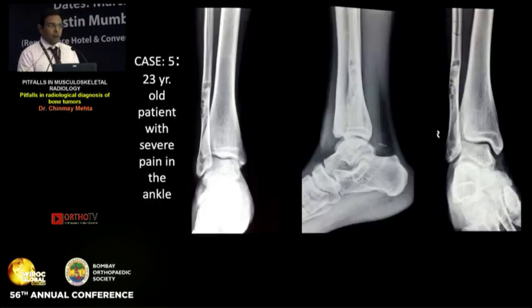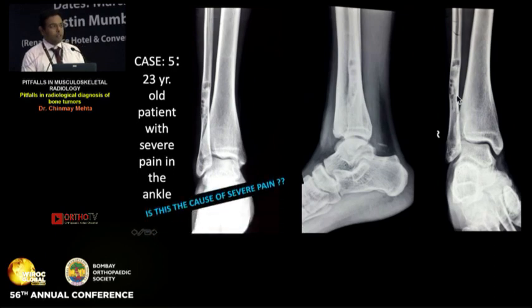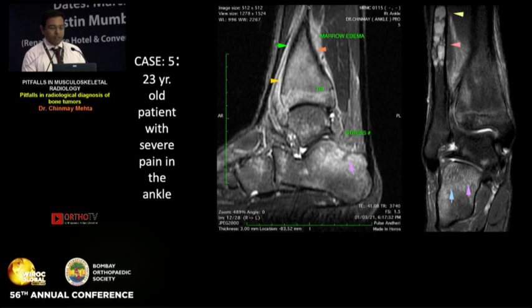So are MR and radiograph sufficient? Let's answer this on this fifth case. This is a 23-year-old patient with severe pain in the ankle joint. And we just jump out of our chair and see there's this lesion in the fibula. It looks benign with a well-defined, narrow zone of transition. Looks like an osteofibrous dysplasia. So is this the cause of pain? What do we do next? Let's look at the MR images.